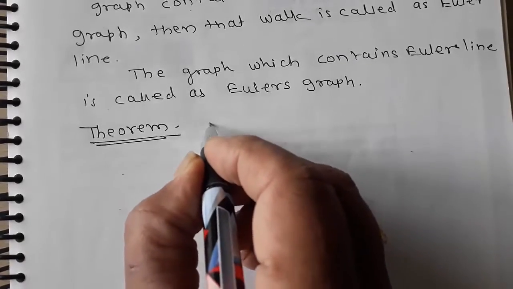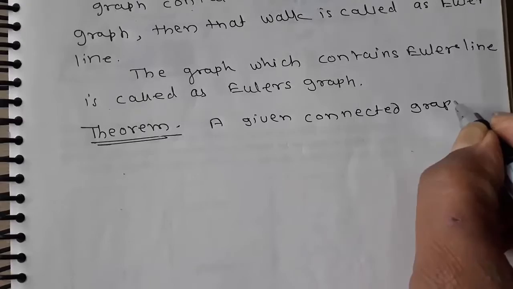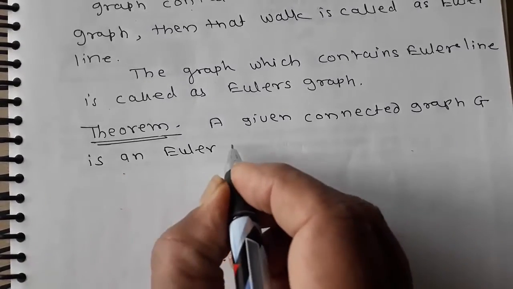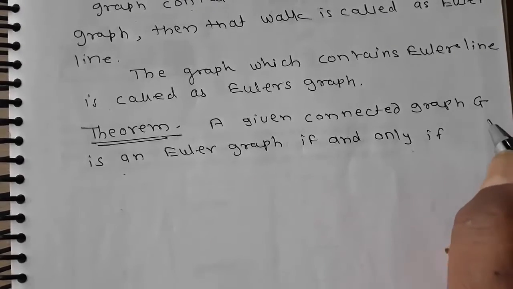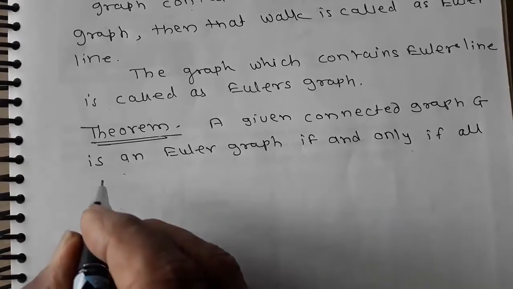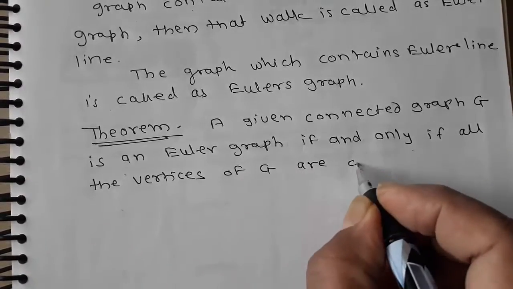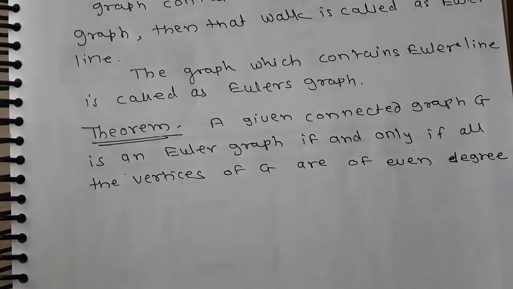Statement of the theorem is: a given connected graph G is an Euler graph if and only if all the vertices of G are of even degree. That means we have to prove that a connected graph G is an Euler graph if all the vertices of G are of even degree, and if all the vertices of G are of even degree, then the graph G is Euler graph. In both ways we have to prove this theorem.